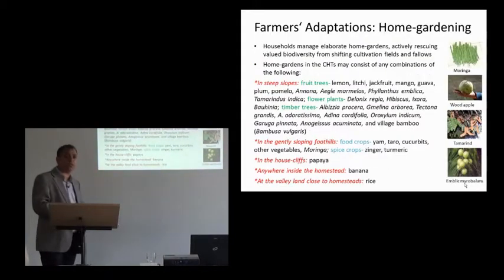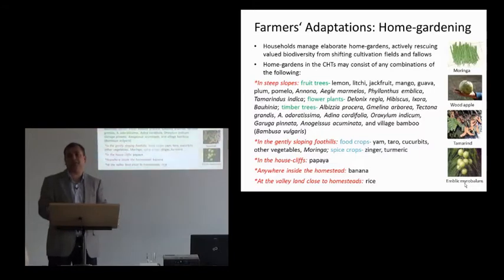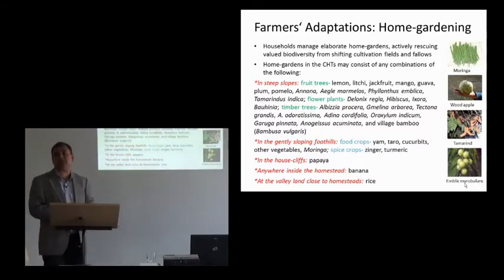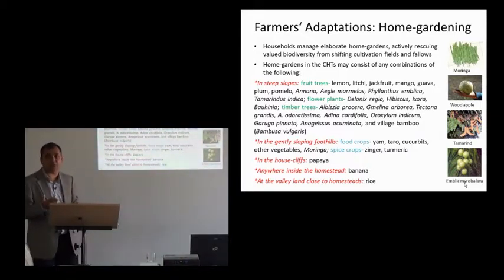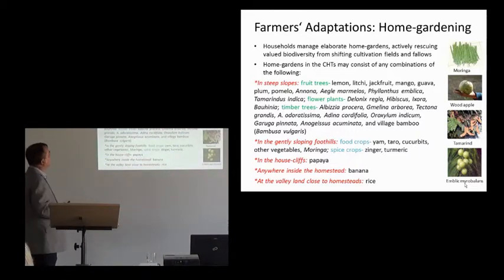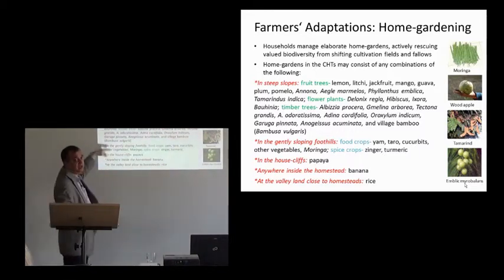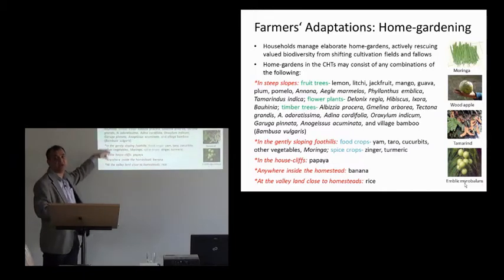And most important is home gardens. Because these days there are farmers who are no longer practicing shifting cultivation. What they're doing, they're rescuing the native diversity. It could be vegetable diversity, it could be tree diversity, or whatever kind of agro-diversity. They're rescuing it in their home gardens. And I have given a generalized picture of how a home garden could look, you see.